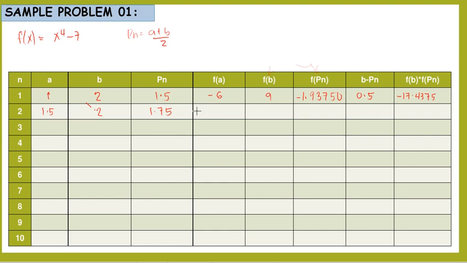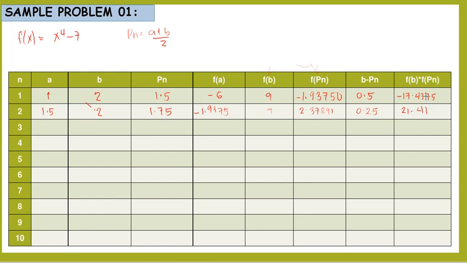So, the function of a is equal to negative 1.9375. Yung function of b, 9 pa rin. And then, yung function of our midpoint, that is 2.37891. Okay? And then, yung b minus pn natin is 0.25. So, malayo pa tayo, hindi pa ito equal to 0. So, dapat yung b minus pn daw natin is equal or approximately 0, tsaka pa lang tayo mag-stop. Okay? So, yung function of p multiplied by function of pn is equal to, ilan ito? That is 21.41.